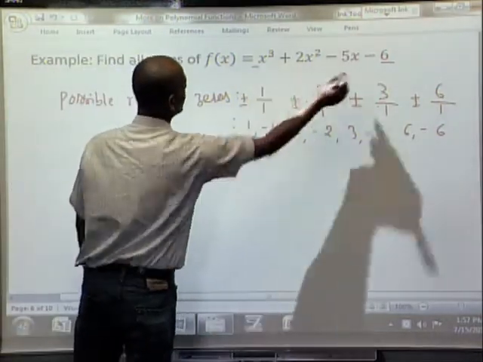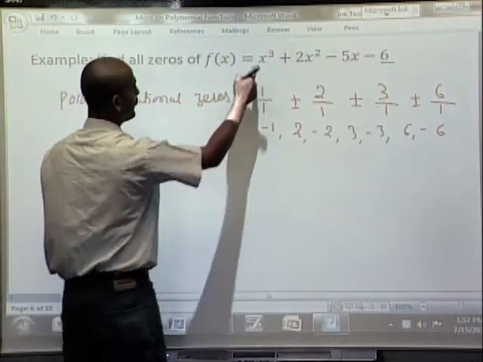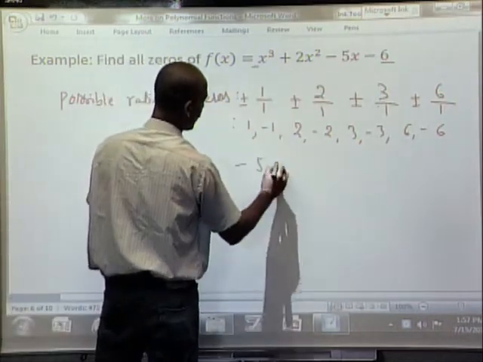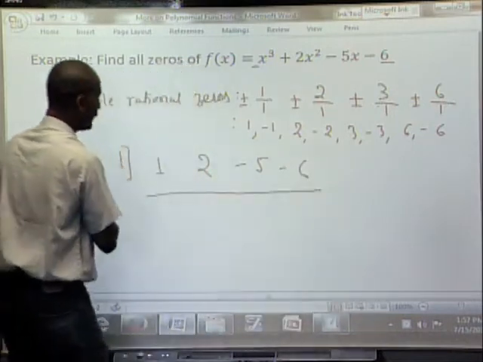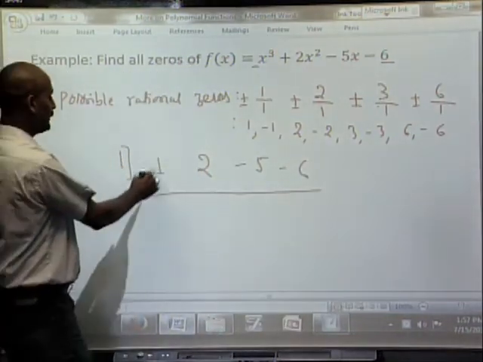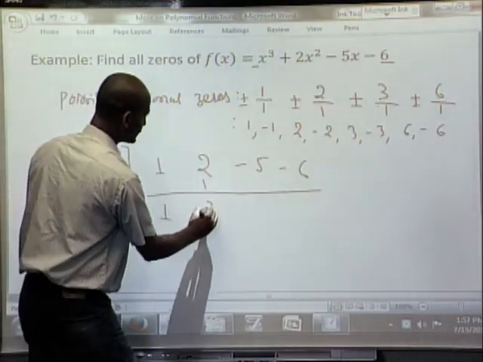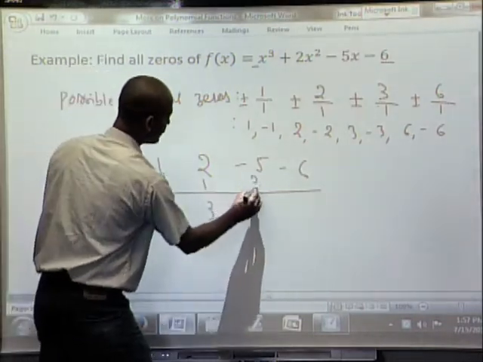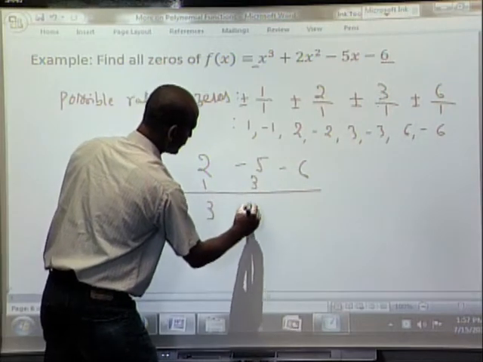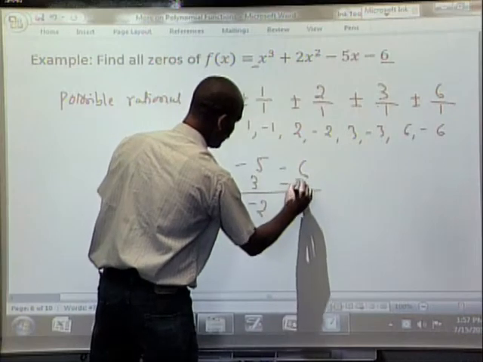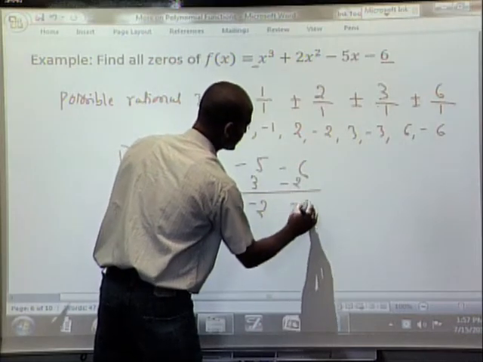In order to do the synthetic division, we will write down the coefficients. X cubed is multiplied by 1, there is 2, there is minus 5 and minus 6. Let us do the synthetic division. 1 comes down, 1 times 1 is 1, 2 and 1 is 3, 3 times 1 is 3, negative 5 and 3 is negative 2, negative 2 times 1 is negative 2, negative 6 and negative 2 is negative 8.